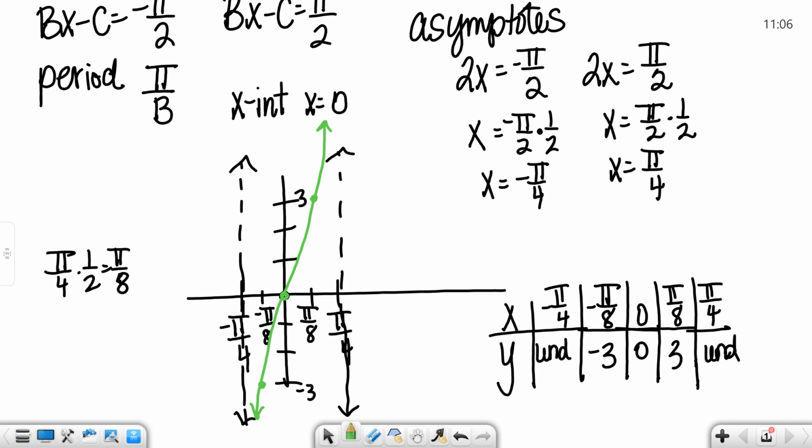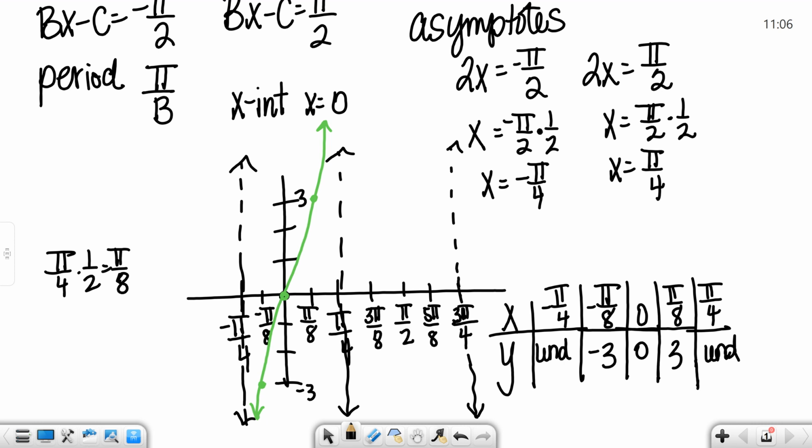Now, if we pay attention to my directions, they said I want you to go all the way out to 3 pi over 4. Well, it repeats itself. So let's keep going. Essentially we've got pi over 8, 2 pi over 8, 3 pi over 8, 4 pi over 8 is actually pi over 2, 5 pi over 8, and then 6 pi over 8 is really 3 pi over 4. So we would have another asymptote over here. That should have been a 4, not an 8, sorry. 6 pi over 8 simplifies to 3 pi over 4.